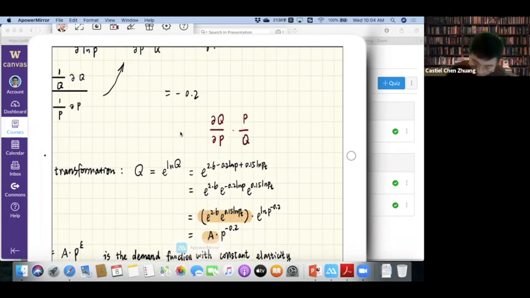And then, for this part, derivative of Q with respect to P, use the power rule. So I would say this part is equal to A times P to the power of negative 0.2 minus 1. But you take down the exponent, so it's negative 0.2. But then what is Q? This Q is actually equal to A times P to the power of negative 0.2, all right?